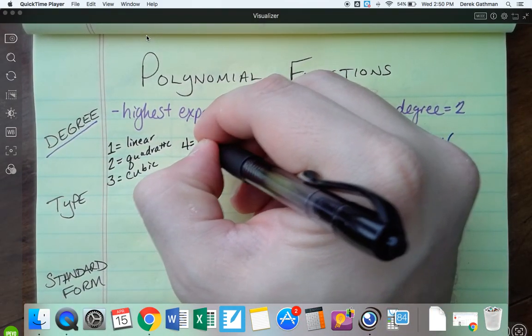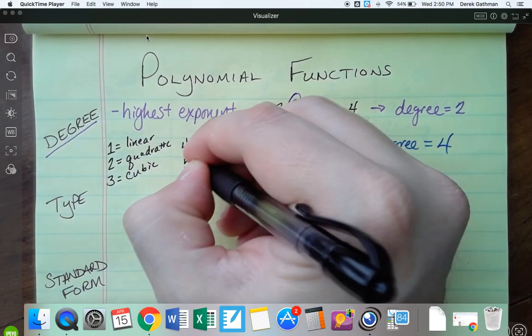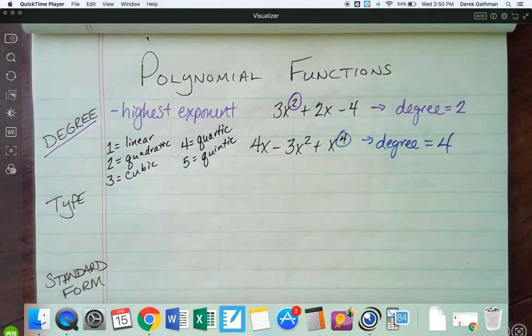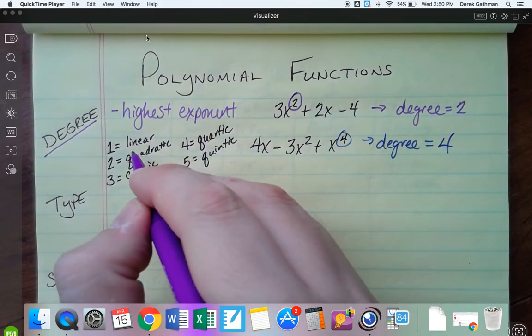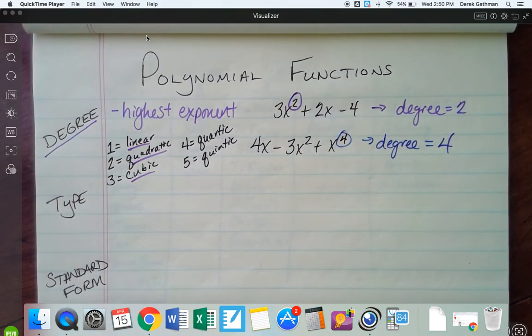A fourth degree polynomial is quartic. A 5th degree is quintic. But really, from then on, we can just use the number. But these are some of the terms you might see, specifically those first three: linear, quadratic, and cubic. They're kind of interchangeable. Okay, so that's the first thing, is we can identify a polynomial function by its degree. That'll be important later on as well.